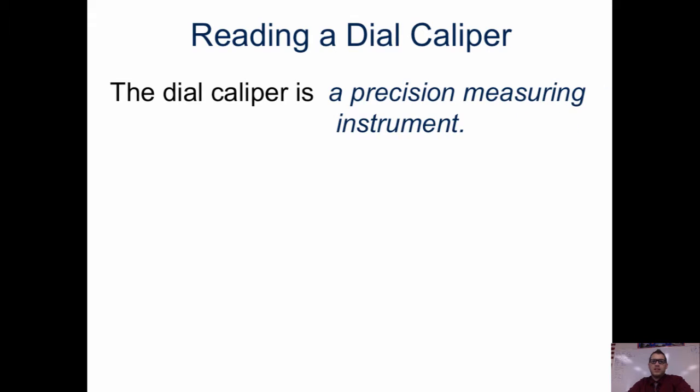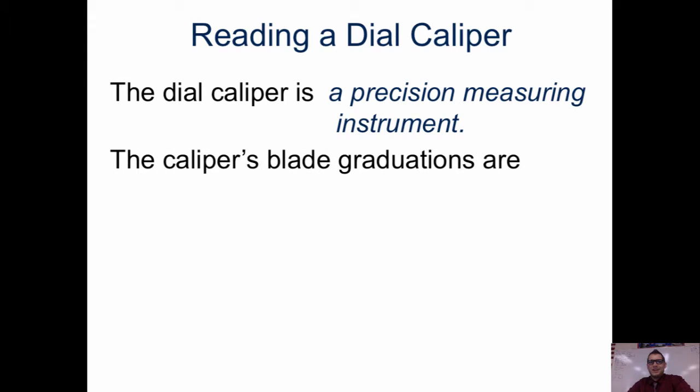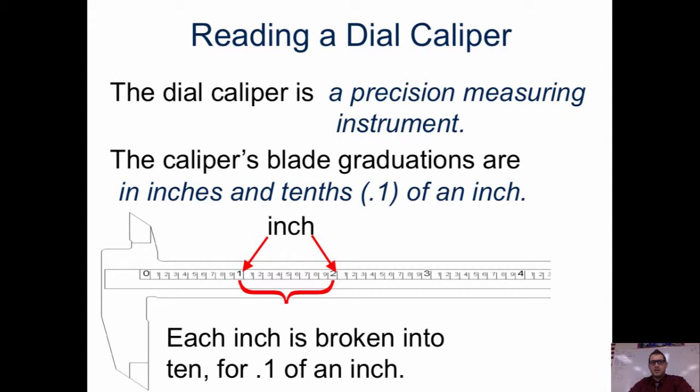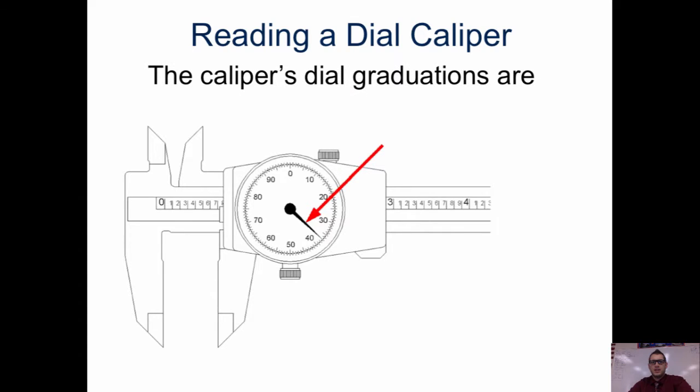Alright, how to read a dial caliper. Now, it's a precise measuring instrument, but at the same time, just looking at it won't tell you where you are. Look at this part of the caliper. It says 1, 2, 3, 4. These are in inches and tenths of an inch. So you have 1/10 of an inch, 2/10 of an inch, all the way up to 1 inch. But obviously, some things we need a little more precise. So these are broken up, each 1/10 of an inch.